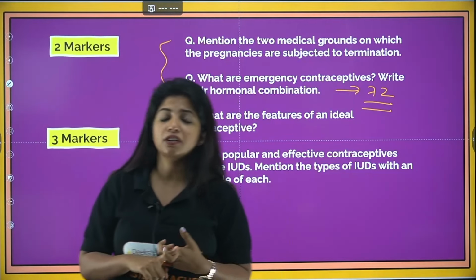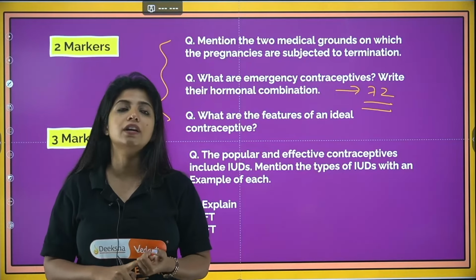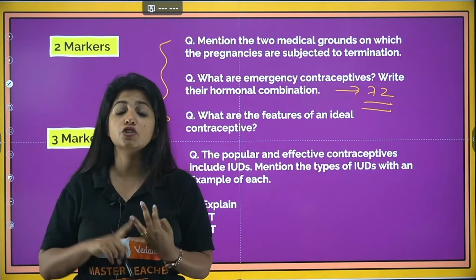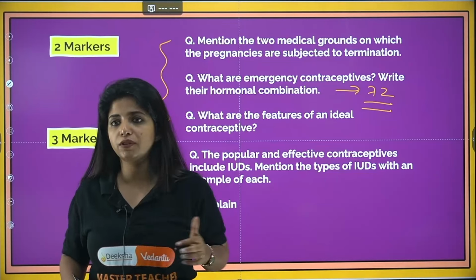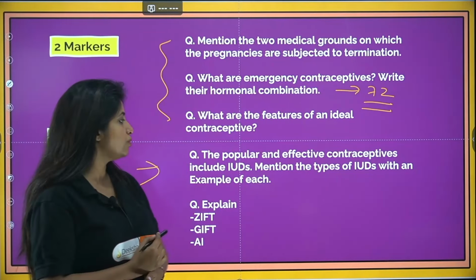They should not interfere with sexual desire. They should be reversible in nature. It should be cost friendly. It should be economic. It should be easily available. All these points you have to write down. Now, the popular and effective contraceptives include IUDs. Mention the types of IUDs with an example of each.